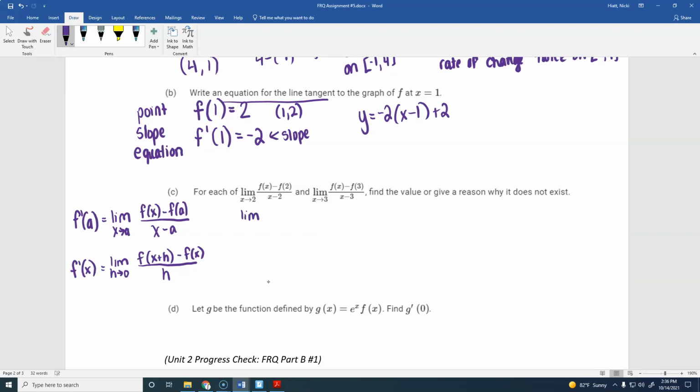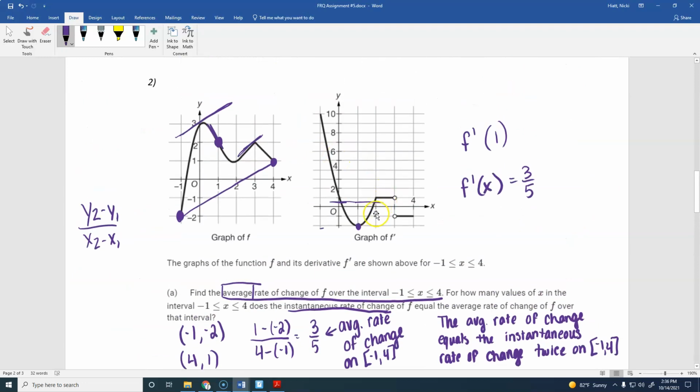The limit as x approaches 2 of f of x minus f of 2 over x minus 2 equals the derivative of f at 2. It equals f prime of 2. You have to recognize this is the case. So really it's just translating. Now, f prime of 2, I can find because I have a graph. What is f prime of 2? It's 1. Because this is the derivative.